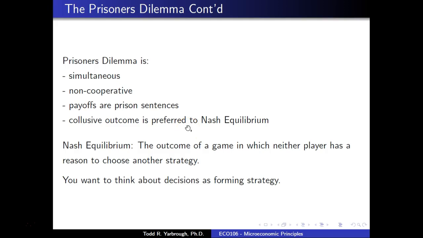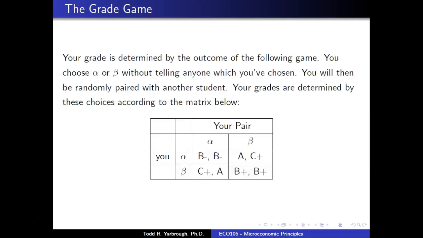We talked about how to find the Nash equilibrium in class, but I want to go through this again. And the game that I want to use is the grade game. I'm going to take you through the grade game. We're going to talk about the various strategies, define what the Nash equilibrium is, and then talk about this idea of a collusive outcome.